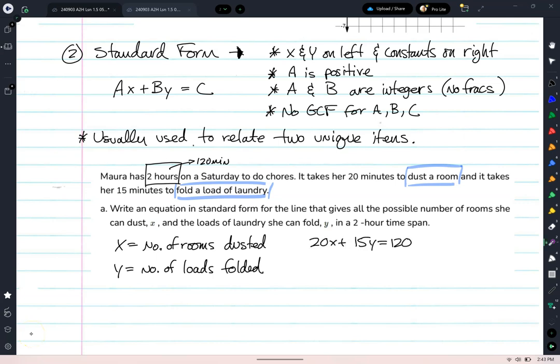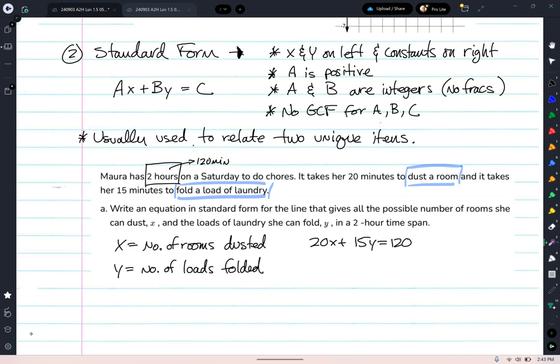Put that. That's the literal, as it's stated in the problem: 20 minutes per one load, or 20 minutes per one room dusted, and 15 minutes per load folded, right? And that breaks us down into this 120. However, we can simplify this, can't we? Because there's a GCF.